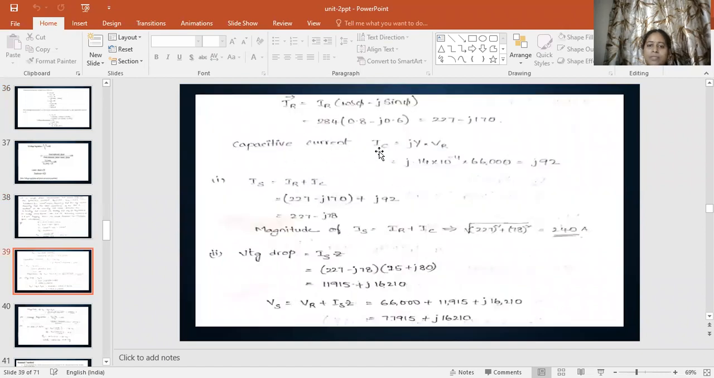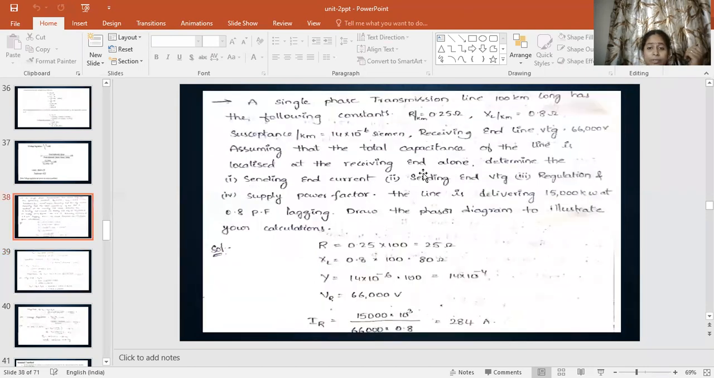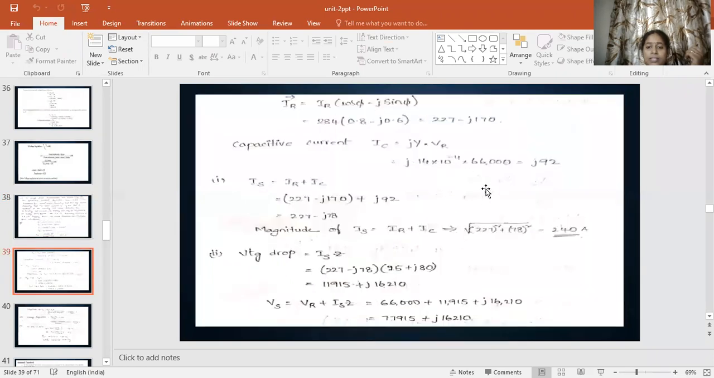See here, the capacitive current IC equal to J into Y into VR. So the value of the capacitive current IC equal to J into Y into VR, so it's equal to J into Y value. We know that Y value is nothing but 14 into 10 power minus 4. Substitute here, and VR is nothing but 66,000. That value is J into 92, which is the capacitive current IC.